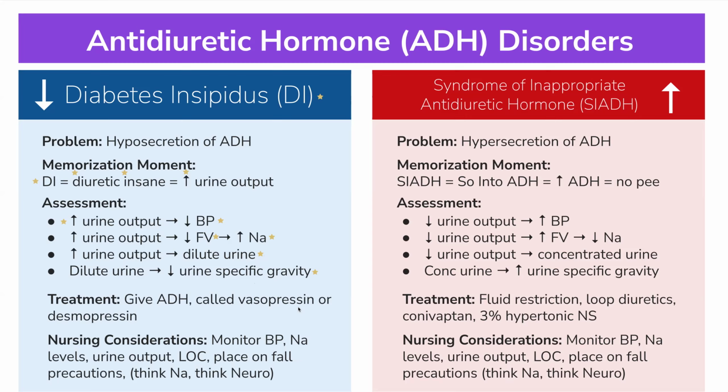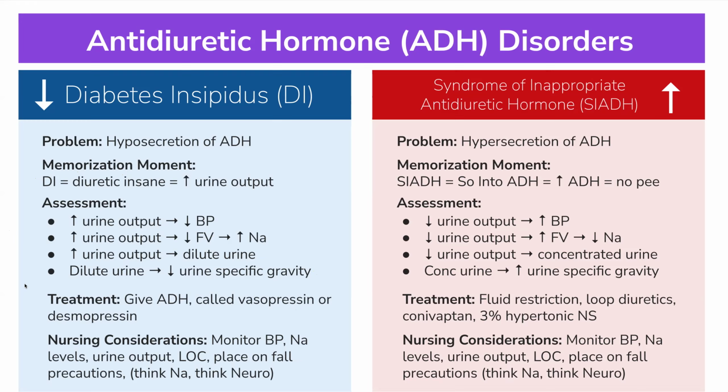Diabetes insipidus, DI. So close your eyes and repeat with me. Diabetes insipidus, DI. DI stands for diuretic insane. They're peeing like crazy. Because they're peeing a lot, their blood pressure drops. Because they're peeing a lot, their fluid volume drops. They're losing all their fluid, their sodium stays high. They're peeing all of their fluid, the urine is diluted. And what would we call a diluted urine? It has a low urine specific gravity.